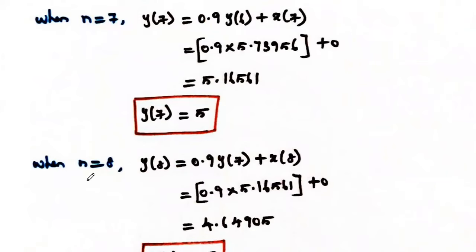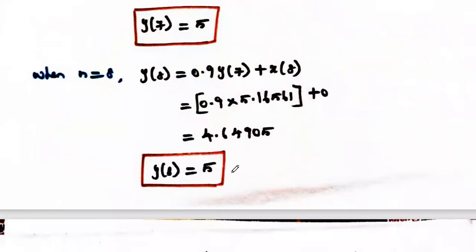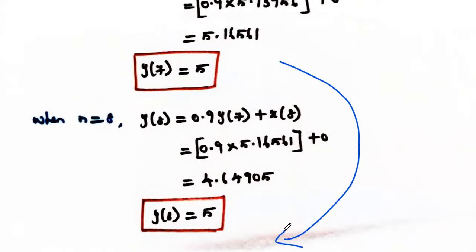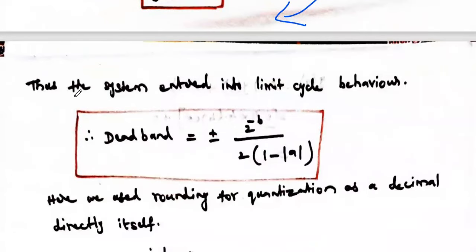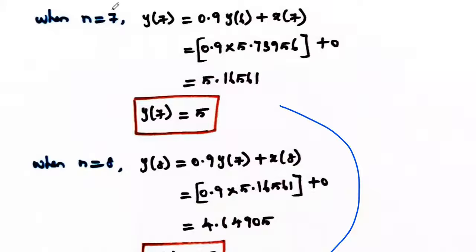Okay, so again we are going to calculate the output at n equal to 8. If we calculate at n equal to 8, we get the answer 4.64905. Okay, so 4.6490 is rounded to 5. So you see here, for n equal to 7 and above, the output of this system produces a constant value 5. That's why the system enters into limit cycle oscillations. So we can write that the system enters into limit cycle behavior whenever the time n is greater than or equal to 7.